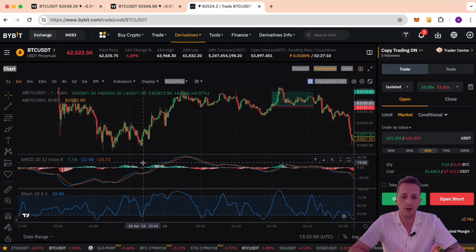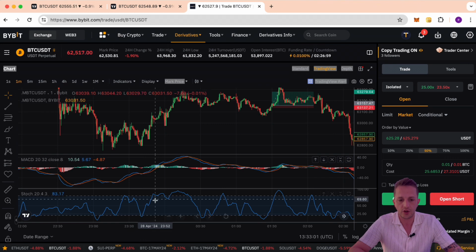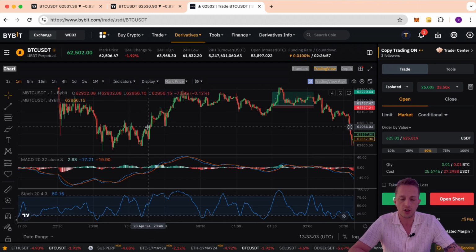So we need to wait for this information to converge, and only one position is positive. It can be a long position, it can be a short position, but all the indicators, including the chart, must converge in the same direction.